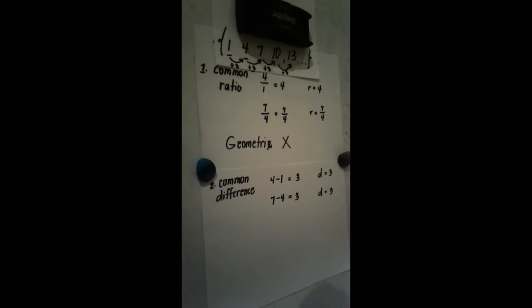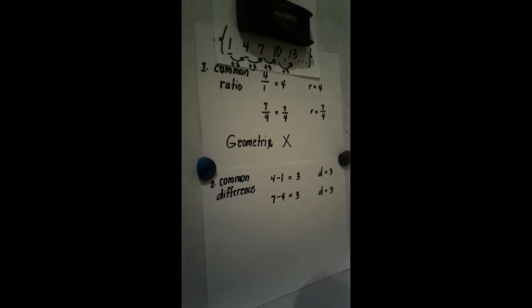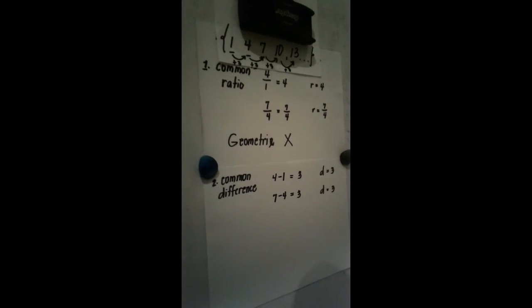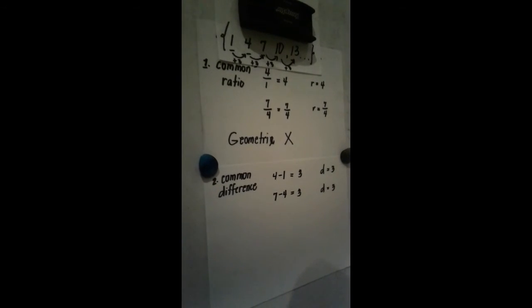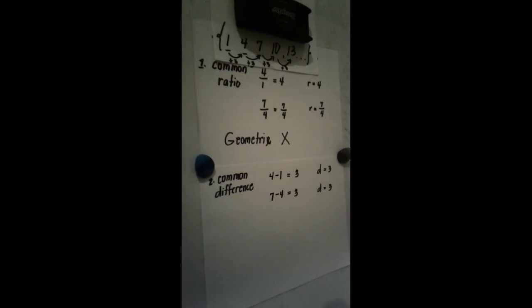Since we have the same number we are adding each time, that means we do indeed have a common difference. And since we have a common difference, that means this sequence is arithmetic.